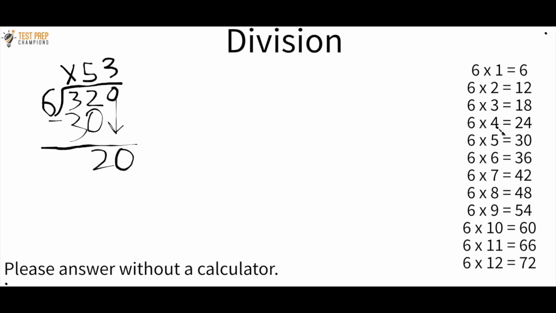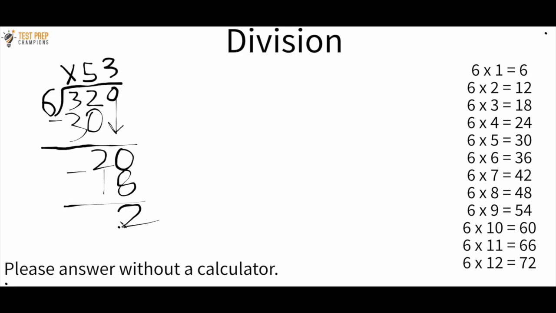Now, why don't I want to pick 4 here? Well, 6 times 4 gives us 24, which is bigger than 20, so that's not what we want. We want to go with 3 because 6 times 3 gives us 18, which is close to 20, but it's not bigger than 20. So again, we put the 3 up here. So now I do 6 times 3, which gives me 18, and I write the 18 here. So now I want to subtract. So 20 minus 18 is 2.